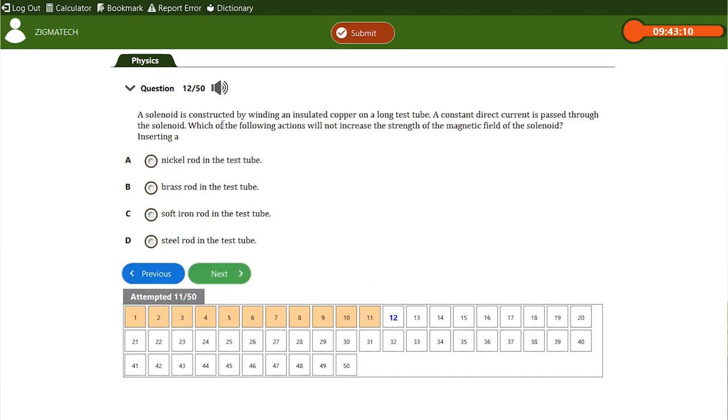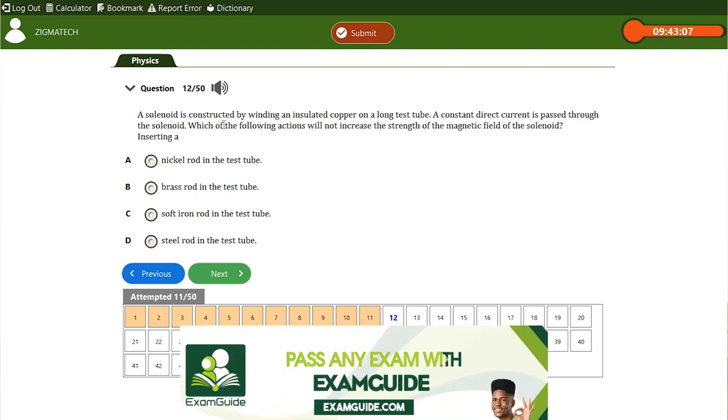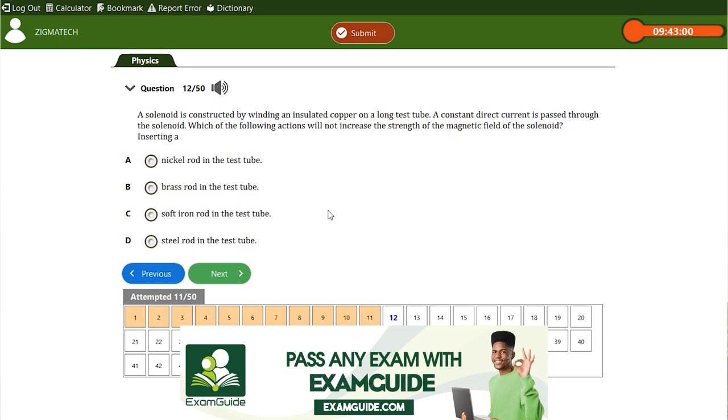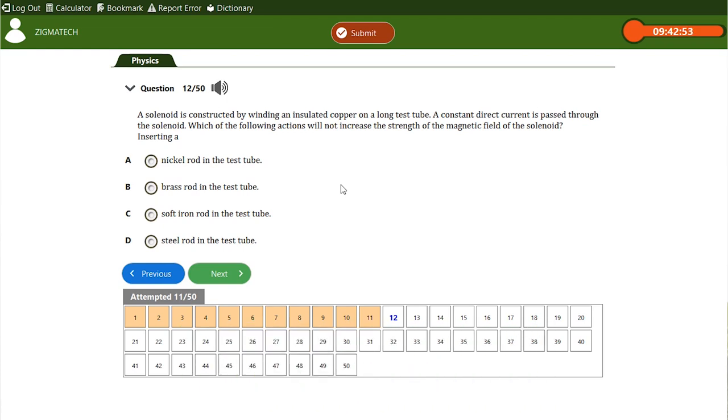Then, a solenoid is constructed by winding an insulated copper wire on a long test tube. A constant direct current is passed through the solenoid. Which of the following actions will not increase the strength of the magnetic field of the solenoid? Nickel rod in the test tube? No, nickel is one of those metals that can help to increase the strength of the magnetic field of a solenoid. Brass, I'm not sure. Soft iron is good. Steel rod is good, but brass does not have that quality. I mean, not that it cannot, but it's not as good as the three other metals: nickel, soft iron, and steel rod. So the option is B.